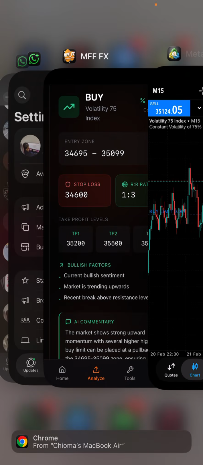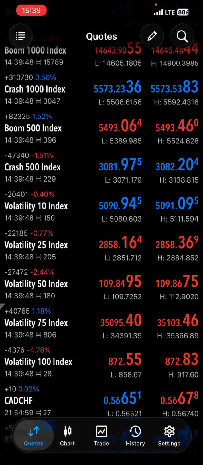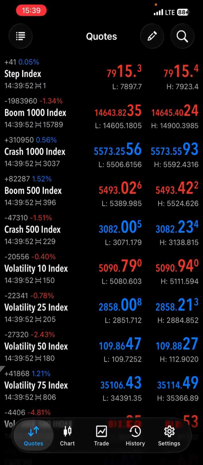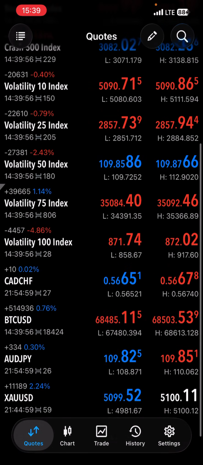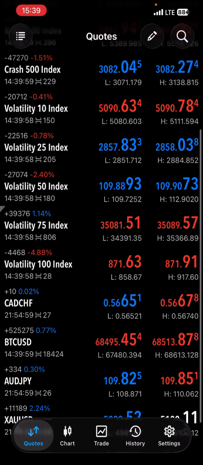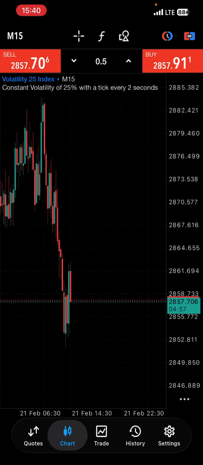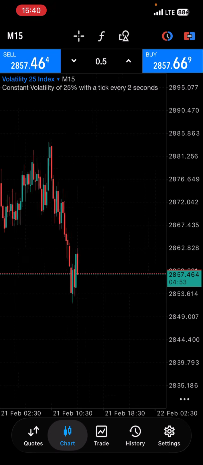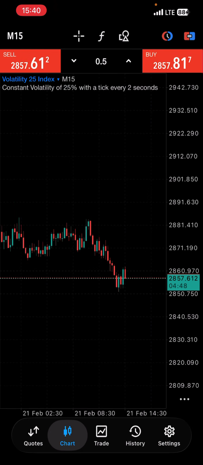So I'm going to be teaching you how to take trades with this one. Now this is a weekend, so I'm going to be trading synthetic indices. If you want to take a trade, you have to look for the one that is moving nicely, so that you don't waste your time waiting for so long.